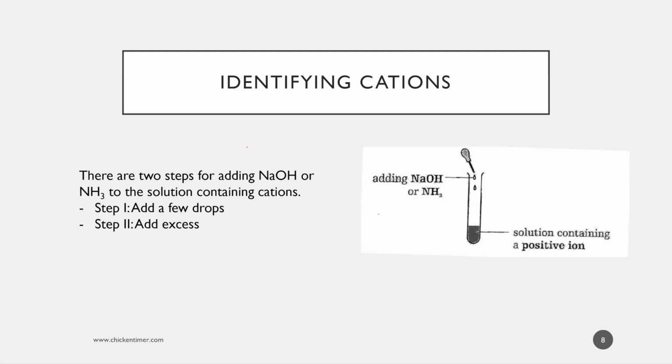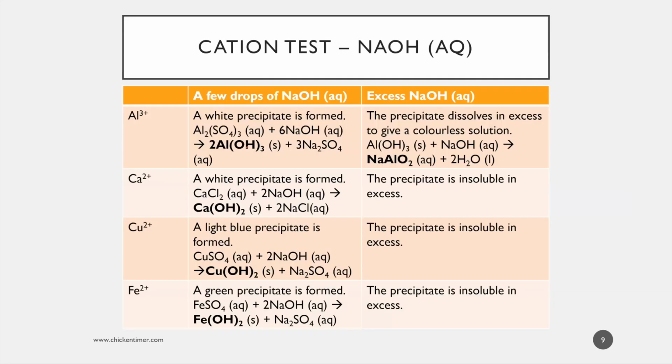This one should be stated already, or they send you to the labs and then ask you to do QA, then you'll be playing with it. So there are two steps. One is you add a few drops, and then in the second round they will ask you to add some more, add excess. So you take note of the observation before and the observation after. So you'll get a bunch of this table again that they tell you, sorry, you have to memorize.